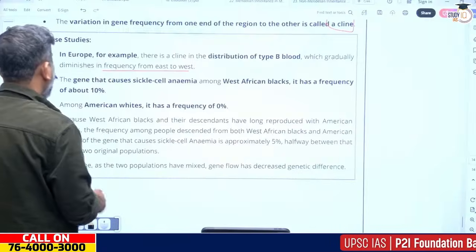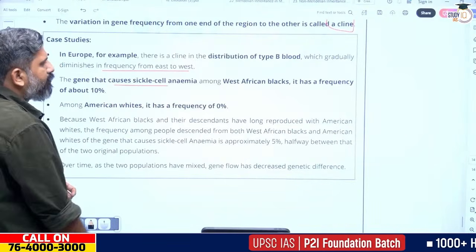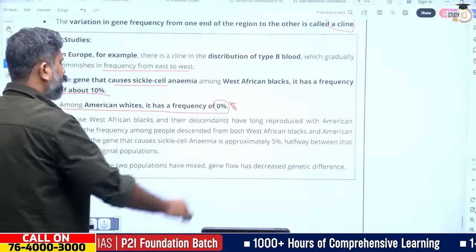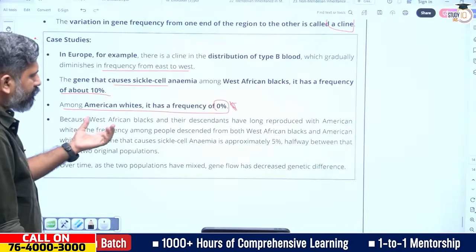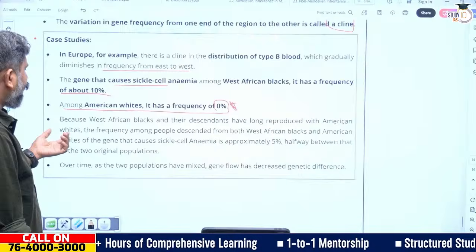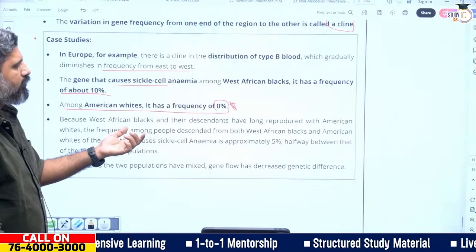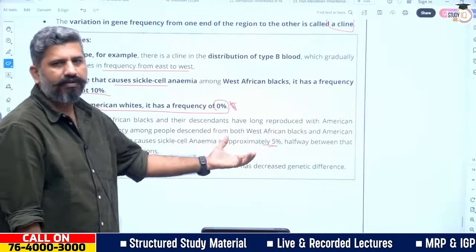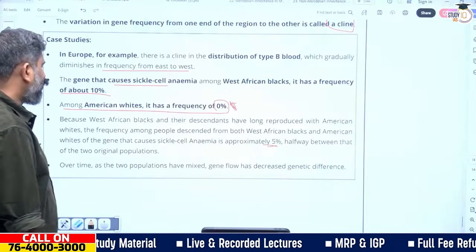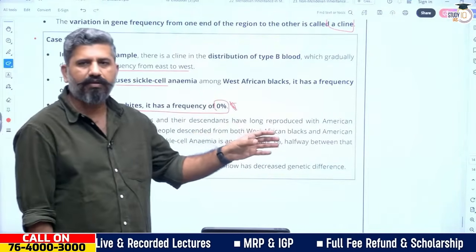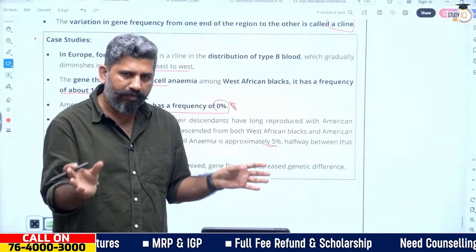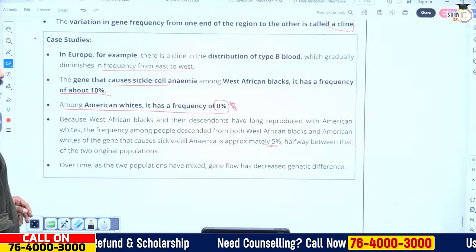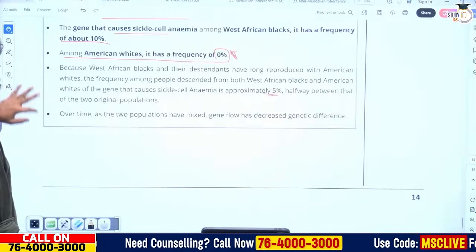The gene that causes sickle cell anemia among the West African blacks has a frequency of about 10%. Among the American whites, it has a frequency of 0%. Because West African blacks and their descendants have long reproduced with American whites, the frequency among the people descended from both of the gene pool that causes sickle anemia is approximately 5%. People who interbred have an average of both, halfway between the two original populations. Originally, the whites did not have the sickle cell anemia gene, while the blacks had it. Over time, as the two populations are mixed, gene flow has decreased what? Genetic differences.